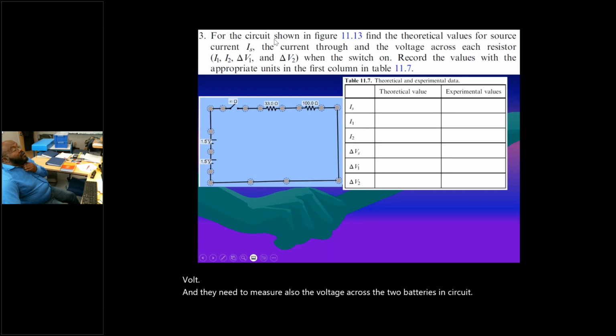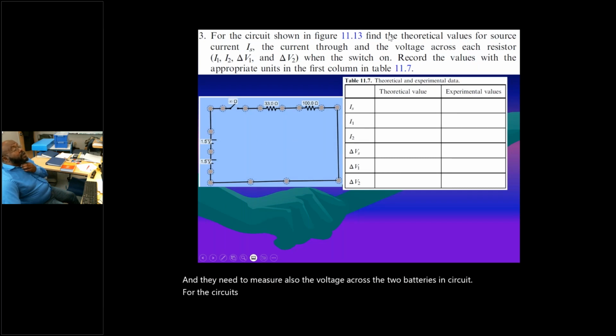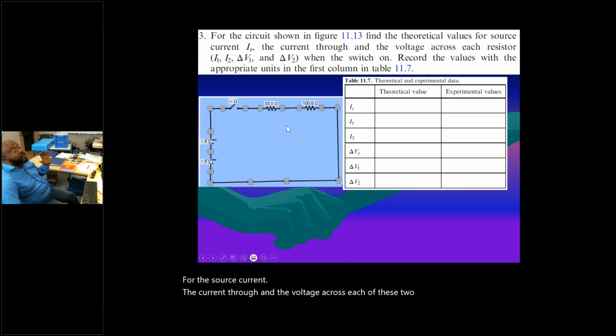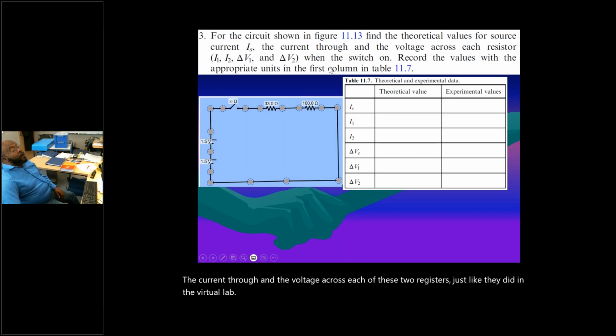And for the circuit that's shown here, first they need to make a theoretical prediction for the source current, the currents through, and the voltage across each of these 2 resistors, just like they did in the virtual lab when the switch is on. So they need to turn the switch on, otherwise this is going to be open and the resistance is going to be infinity.